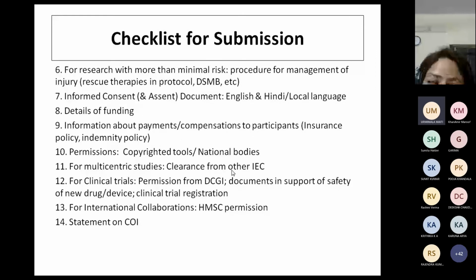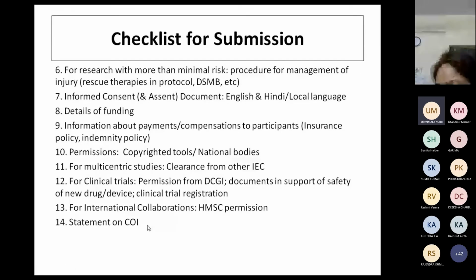For clinical trials, you have to have the permission from the Drug Controller General of India and documents in support of the safety of the new drug that you're intending to use. Plus, there should be clinical trial registration, as I've informed you. For internal collaborations, you do not need this, basically HMSC permission and statement of conflict of interest. So all these are the checklists for when you submit your research proposal for IC clearance.